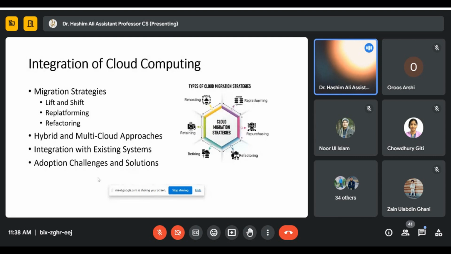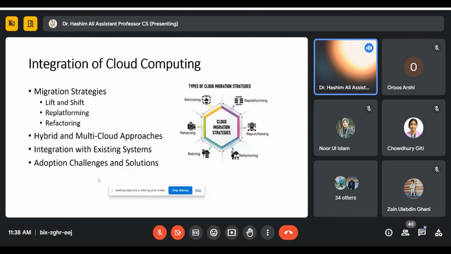So, starting with the cloud migration strategy, there are different types of migration strategies. I've just mentioned three in the diagram. If you can see, there are many others: refactoring, repurchasing, replatforming, retiring, retaining, and rehosting. So we will discuss a few of them.